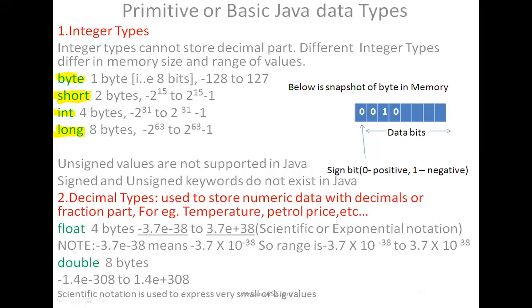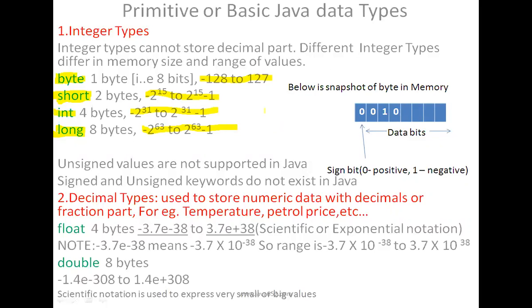Each one of them is different in size and in the range of numbers it can store. See, if you take byte, the range is this. Can you see? If you say short, this is the range. Say int, this is the range. Long.